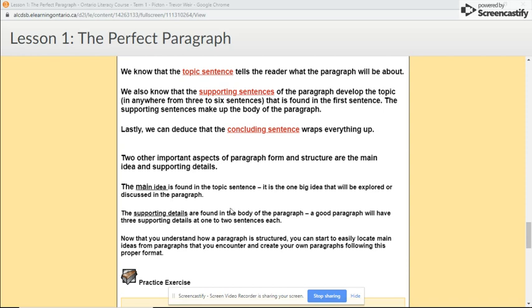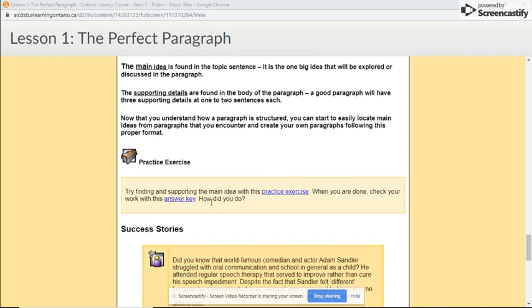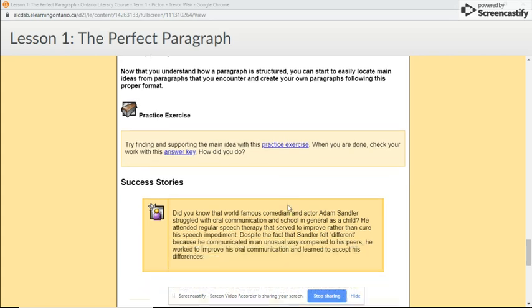These supporting details are found in the body of the paragraph. A good paragraph will have 3 supporting details at 1 to 2 sentences each. So again, 1 sentence of supporting detail, 1 sentence of example to back that supporting detail up. Now that we understand how it's structured, I gave you a practice exercise, and there are some answers there so you can check to see how you did.